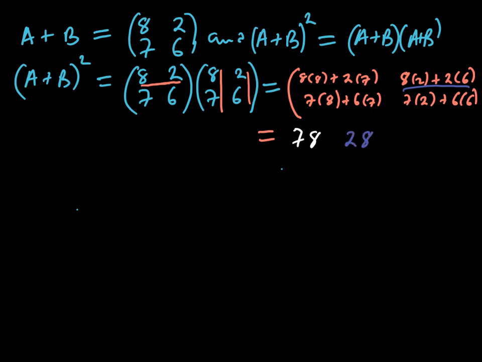Oh, sorry, let me change. This is not visible to a student. So let me use white. This is 28. So we have the entries on the first row.